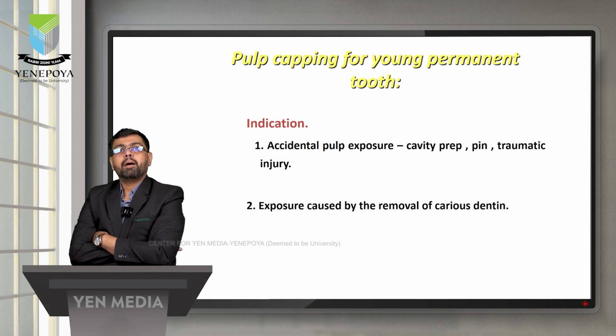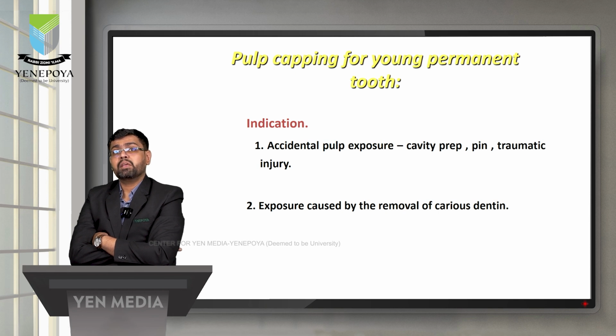Now, pulp capping for young permanent tooth, indications. We have to know what the indications for direct pulp capping are. Either accidental pulp exposure, which might have been caused during cavity preparation, or while placing a pin, or a traumatic injury also resulting in pulp exposure. The second indication for direct pulp capping is exposure caused by removal of carious dentine.